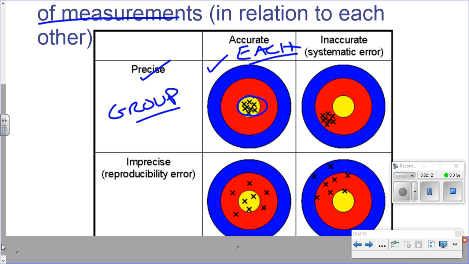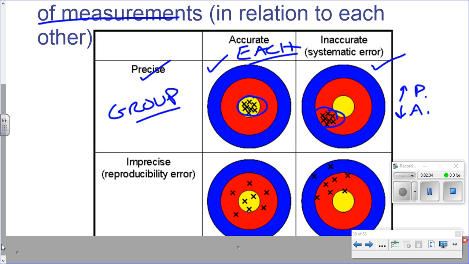Now, if we take a look at this drawing over here, notice that the accuracy is very low, okay? Something happened here where our accuracy is terrible. None of them hit the bullseye, but they all agree, okay? So there's high precision in this one. High precision, but very low accuracy, okay?